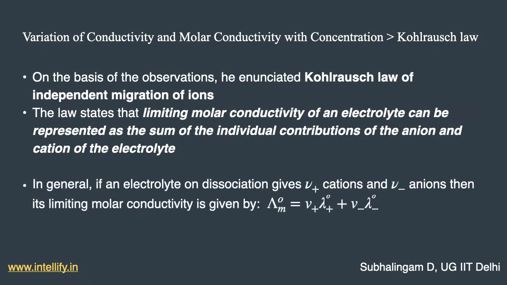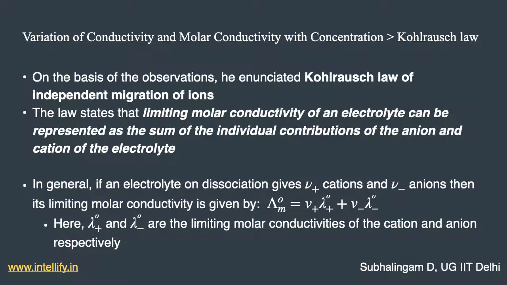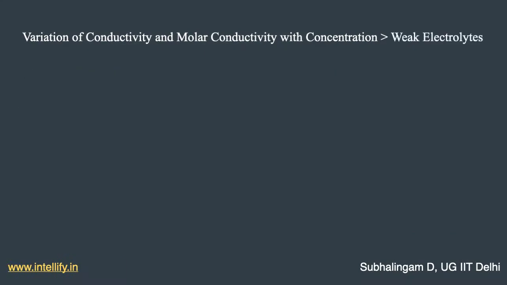In general, if an electrolyte on dissociation gives V plus cations and V minus anions, then its limiting molar conductivity is given by this. It's pretty simple, it's just a sum of whatever is coming out. So here lambda naught plus and lambda naught minus are the limiting molar conductivities of cation and anion respectively. We will do a small example, and you will understand how to apply this. So now let's move on to weak electrolytes.